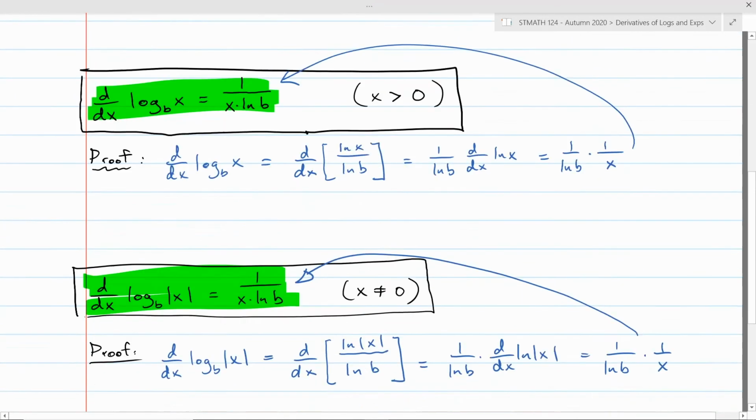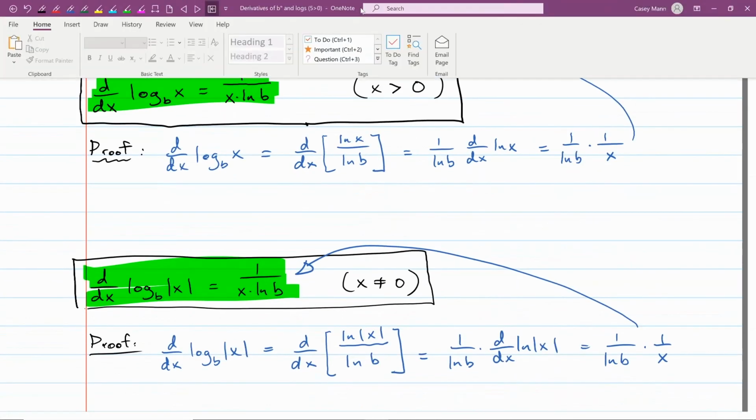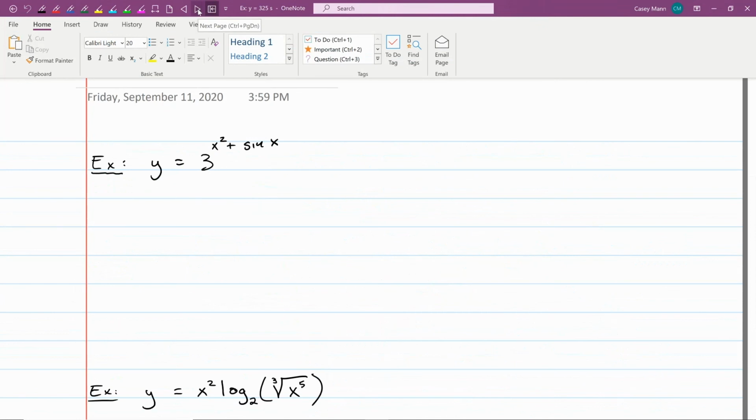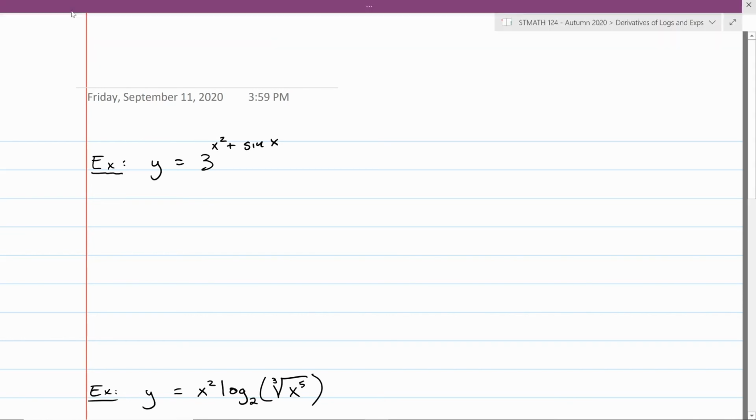And so these are some derivatives that you just need to know, and then we can use them. The good thing is they're easy to remember because they're almost the same as the derivatives for e to the x and natural log of x. You just have this extra constant of natural log of b or 1 over natural log of b to include.